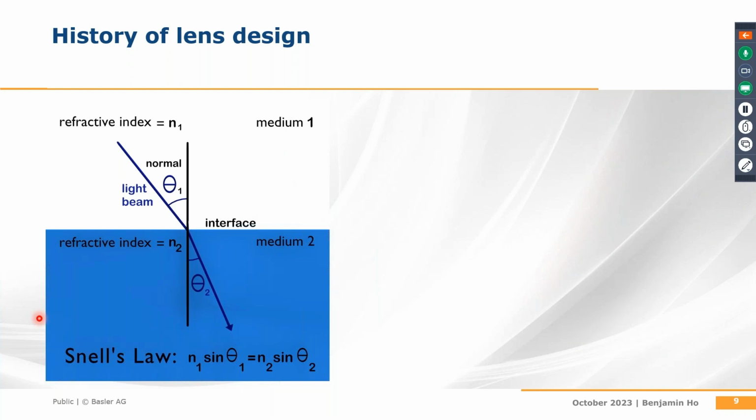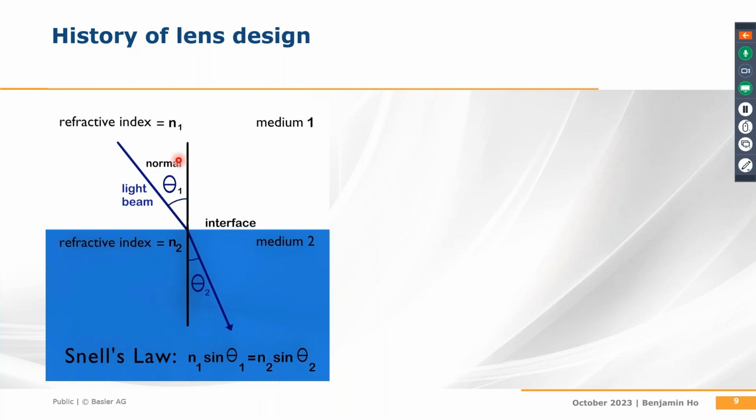To avoid the previous trial and error method, Snell's law, or the law of refraction, was used to calculate the lens. Snell's law is a formula used to describe the relationship between the angle of incidence and refraction when referring to light passing through the boundary between two different isotropic media such as water, glass, or air. Snell's law equation is n1 sine beta 1 equals n2 sine beta 2.